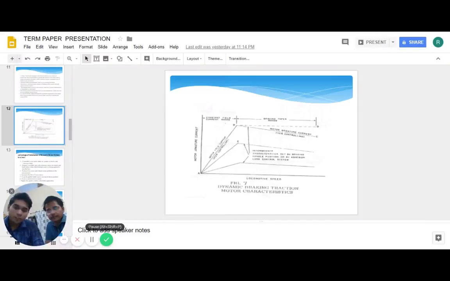This graph shows the motor armature current versus locomotive speed. In this graph, we can see that initially with speed, the dynamic brake application increases proportionally. Around 35 to 40 km per hour speed, it is maximum. But as speed increases further, the dynamic brake application decreases proportionally.